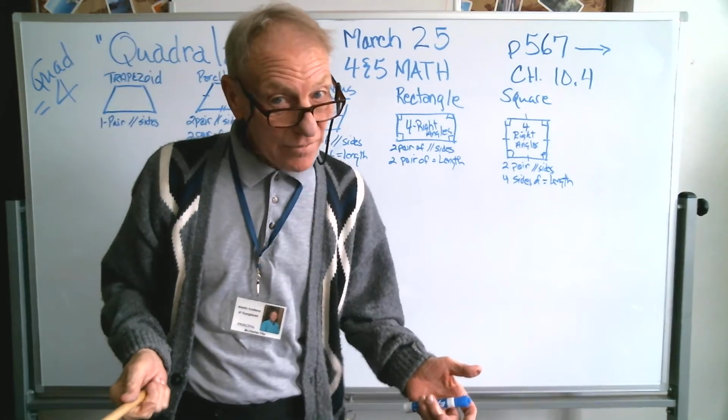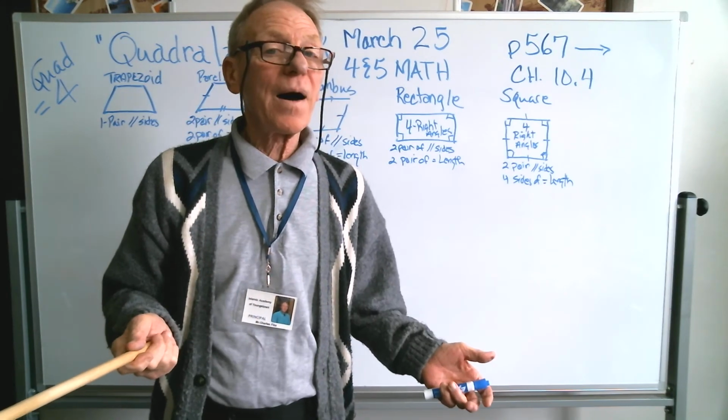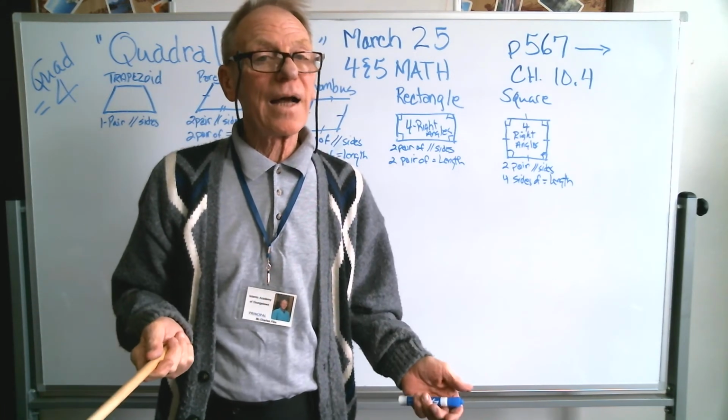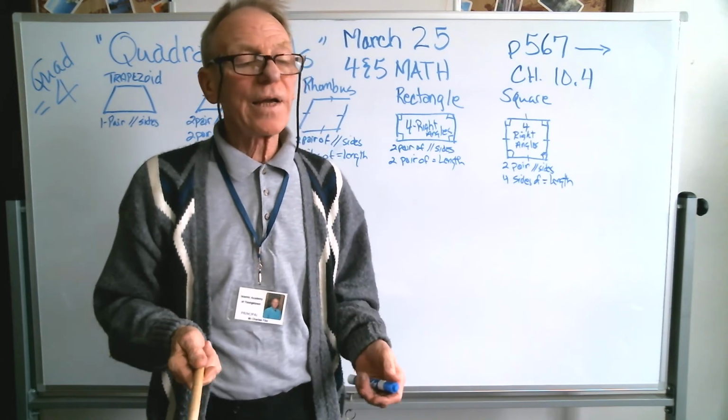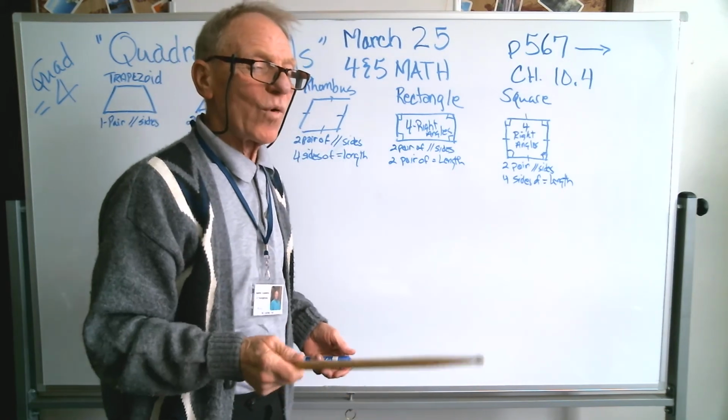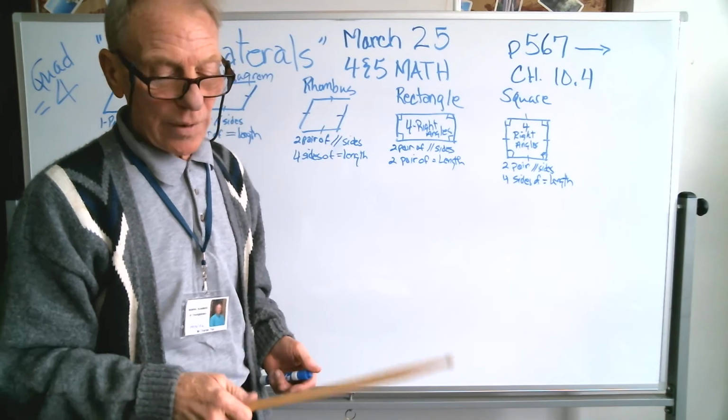What is a shape with 5 sides? Come on. Pentagon. So we're not looking at shapes with anything more than 4 sides because that's what a quadrilateral is.